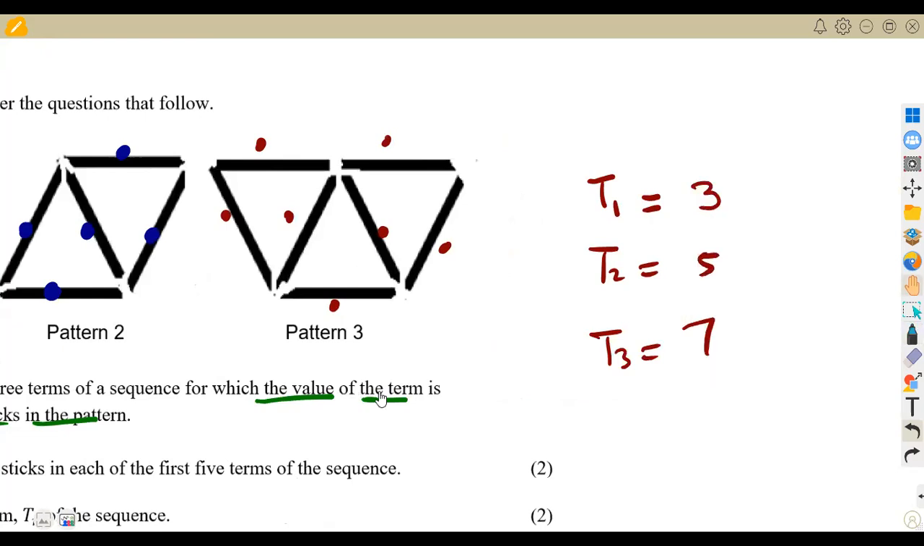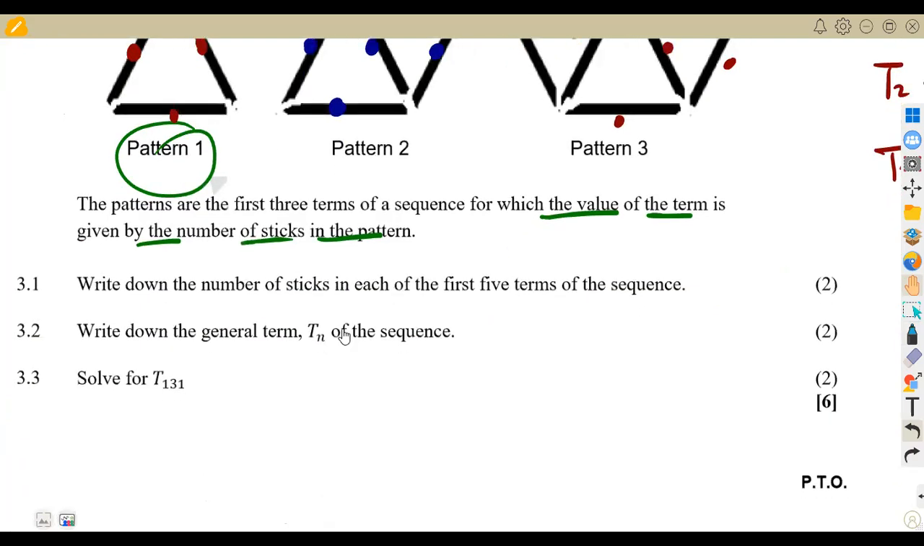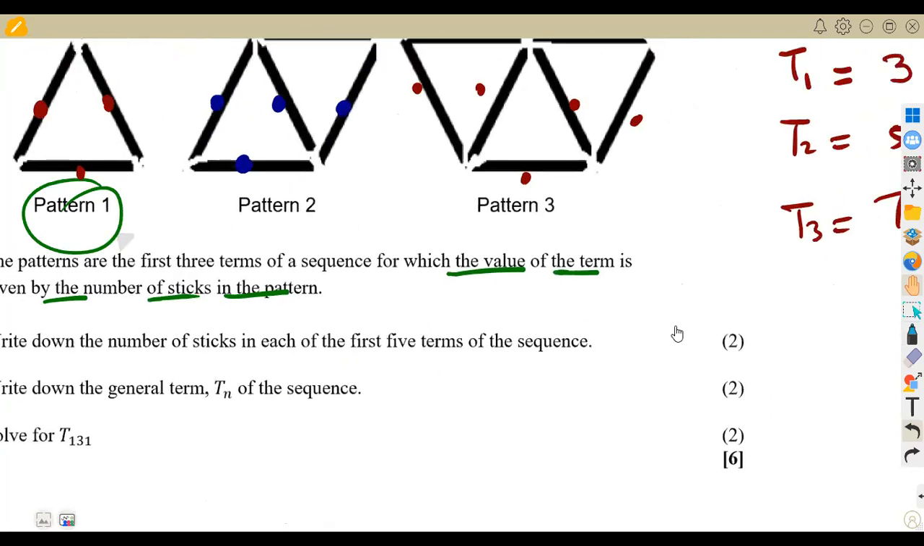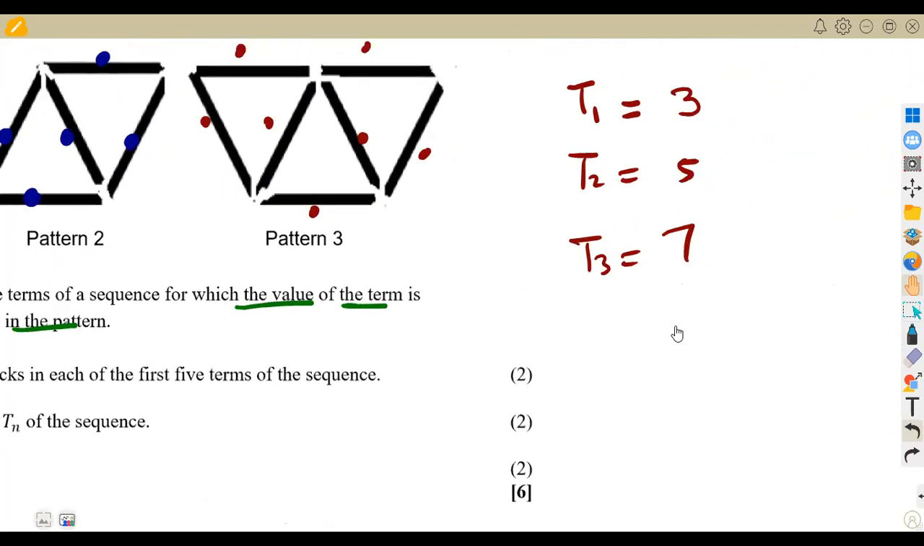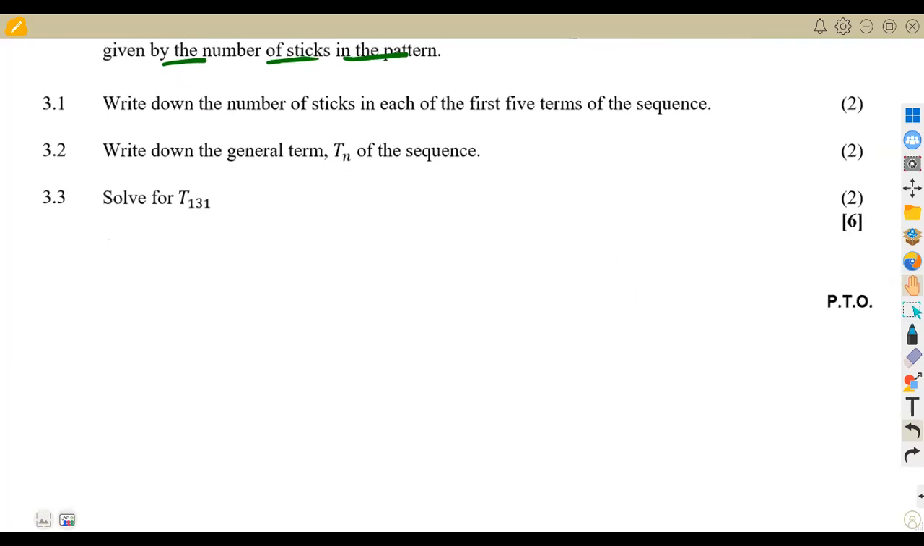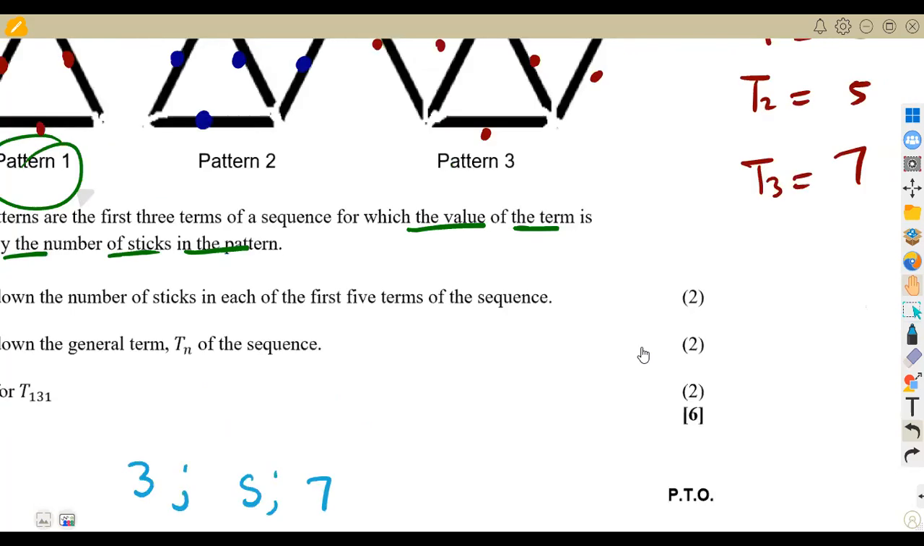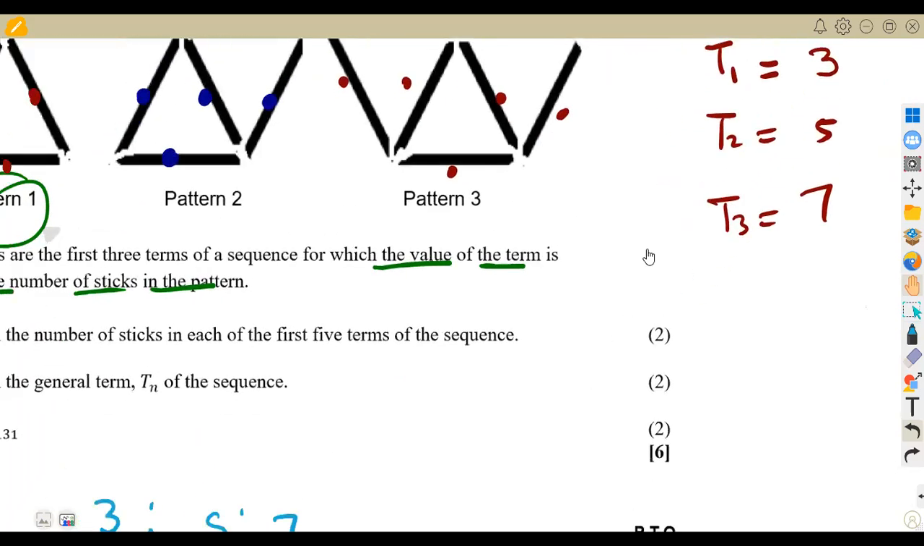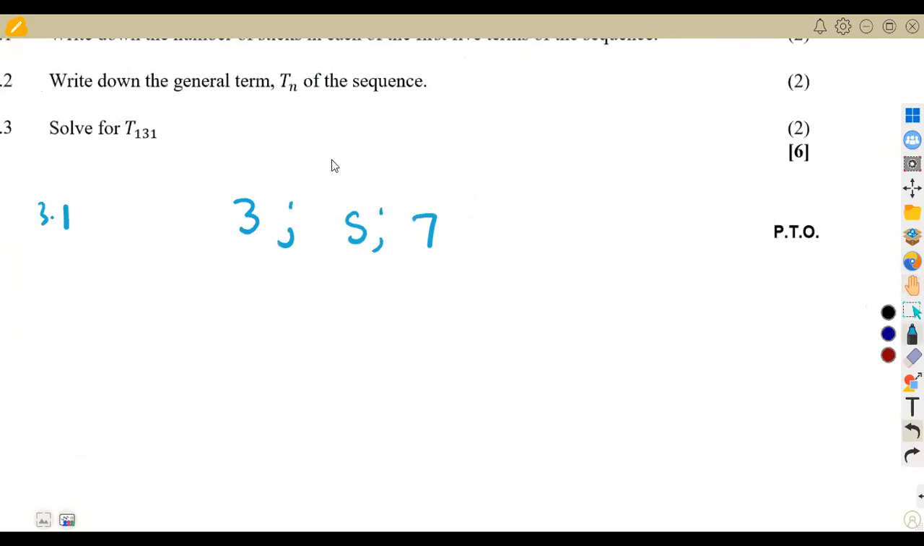So the question is that on this part, write down the number of sticks in each of the first 5 terms, right? These were the first 3 terms. So the first 5 terms, it's a continuation. T1, T2. So you've got 3, 5, 7. All right, so that's 3.1. So remember, we had 3, 5, 7. Those are the numbers that we had corresponding to term 1, term 2, term 3, and so on.